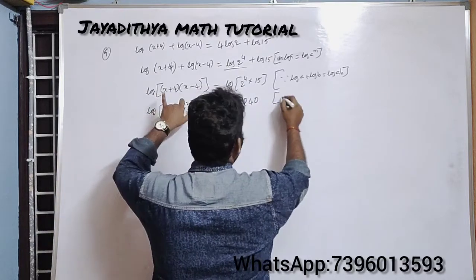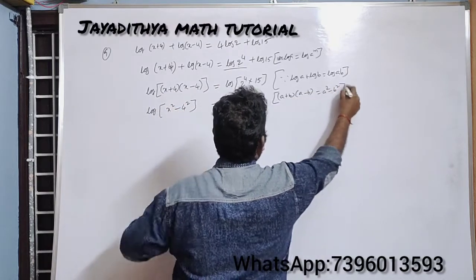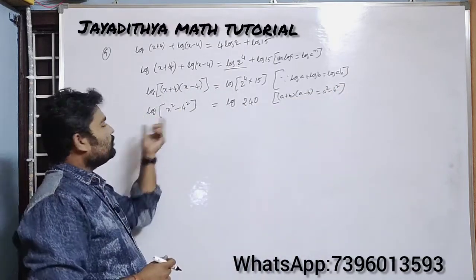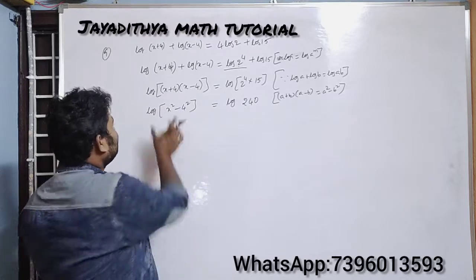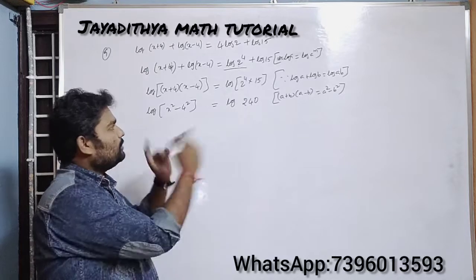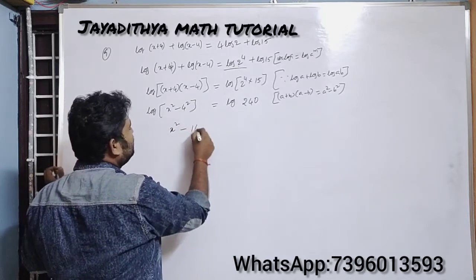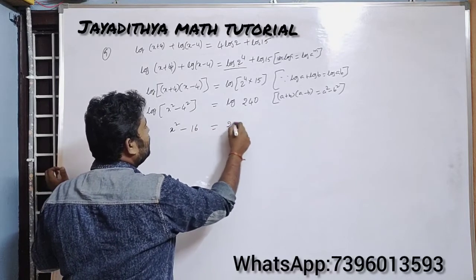And you write one more thing here, that is a plus b into a minus b is equals to a square minus b square. So again you can observe one more thing, that here you don't have bases, that means you can take the base as 10. So in both the cases the bases are equal, so you can simply write like this, x square minus 4 square is nothing but 16 is equals to 240.